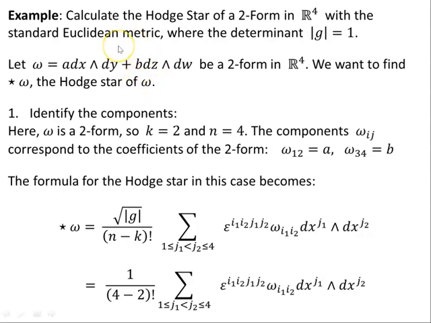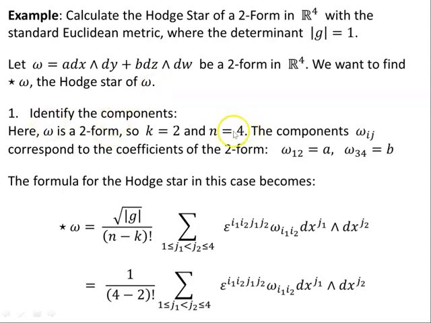So let's do an example of all this. Let's calculate the Hodge star of a two form in R4, four-dimensional Euclidean space, with the standard Euclidean metric where the determinant of g is 1. We let omega equal A dx wedge dy plus B dz wedge dw, where A and B are constants, be a two form in R4. And we want to find star omega, the Hodge star of omega.